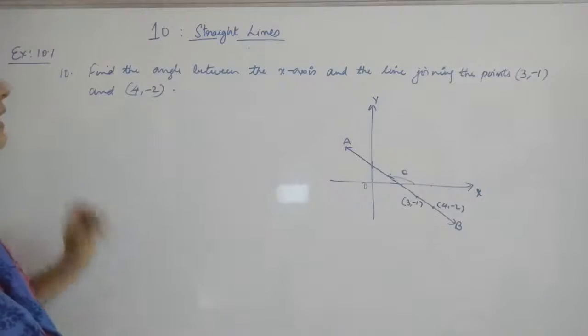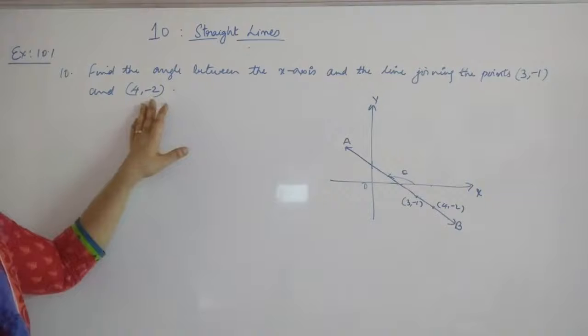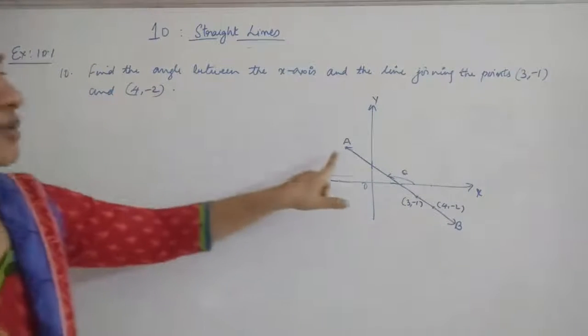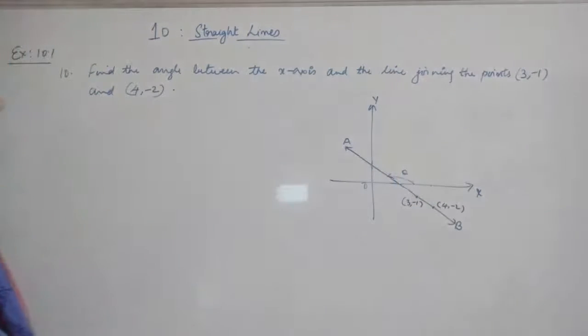Question number 10 is, find the angle between the x-axis and the line joining the points (3, -1) and (4, -2). So here the 2 points are given on the line and you have to find out the angle between the line and the x-axis, that is the angle of inclination. For that, we will use the concept of slope when 2 points are given.